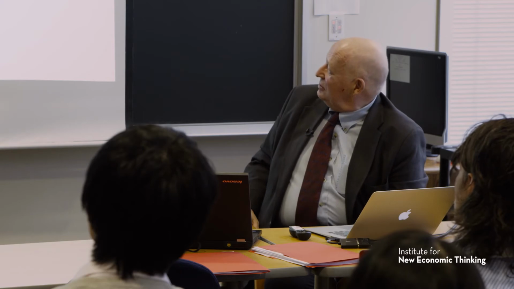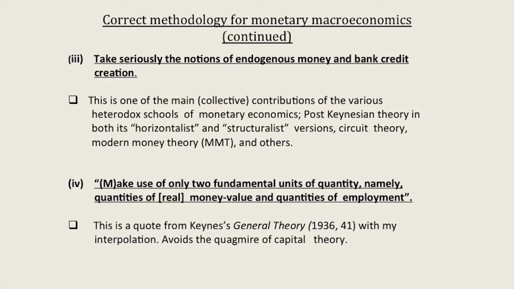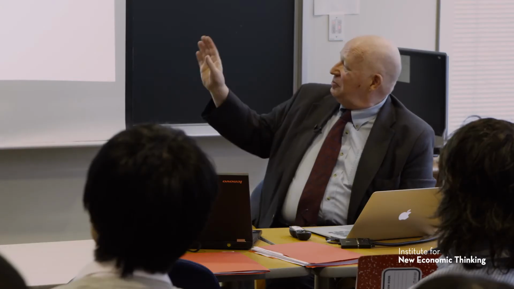We should take seriously the notions of endogenous money and bank credit creation. And if you notice, I've called this one of the main collective contributions of the various heterodox schools of monetary economics, the post-Keynesians, both structuralists and horizontalists, circuit theorists, so-called modern money theorists, and others. I mention collective because you may know that there are, at the moment, various claims about scholarly priority, who got there first and so forth, which are going around in the literature. From my point of view, this understanding of credit and money and endogenous money has been very much a collective achievement of these different schools. And this is a point we'll be stressing throughout the course.